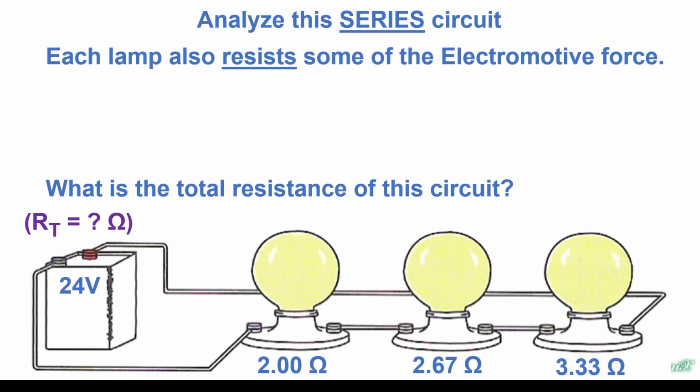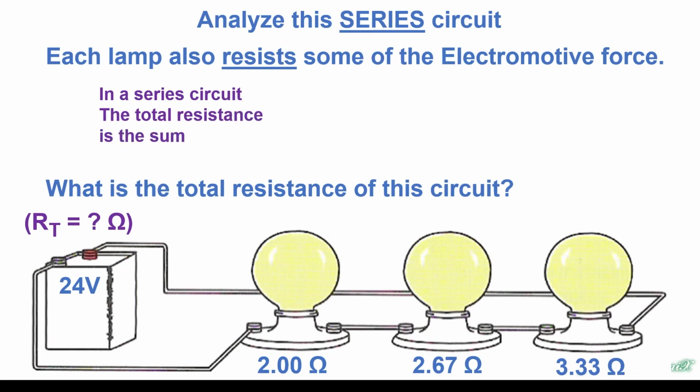This is the shorthand way to ask that question. The resistance total equals something we don't know, ohms. In a series circuit, the total resistance is the sum. What does sum mean? Oh yeah, the sum means add them up. In a series circuit, the total resistance is the sum of the individual resistances.